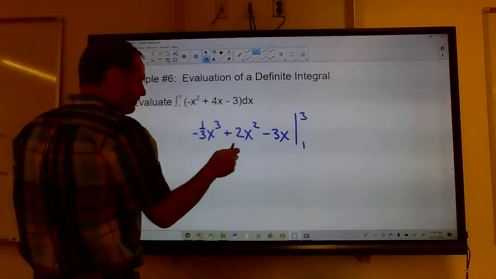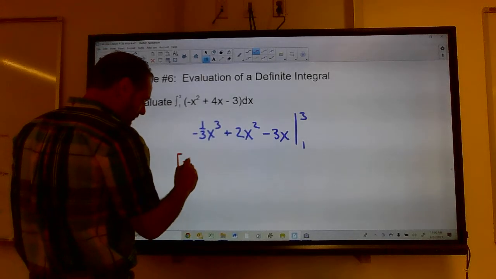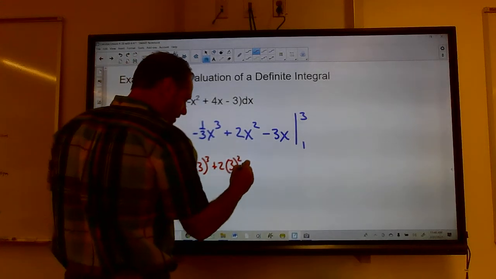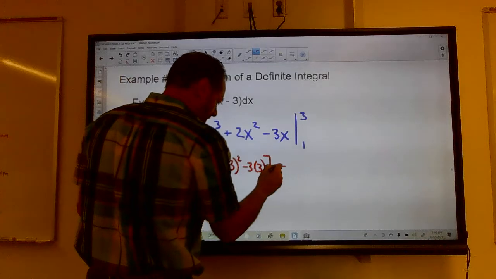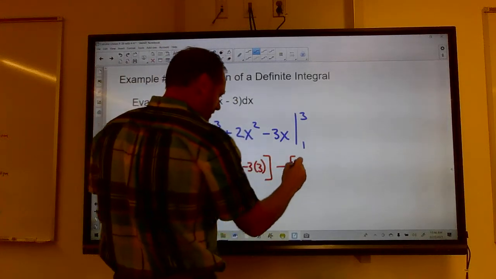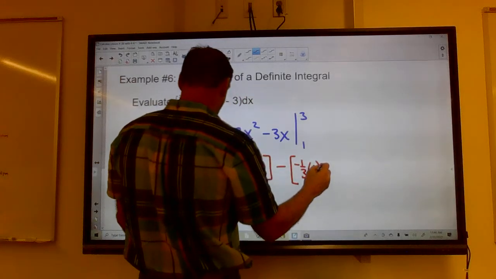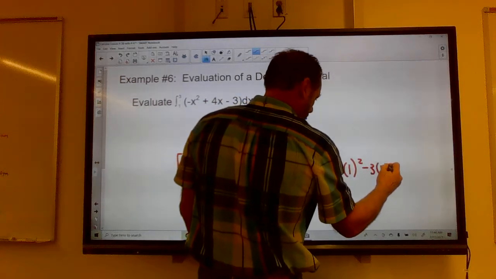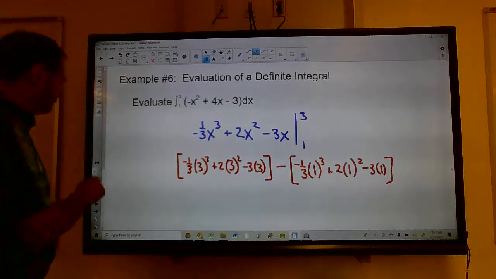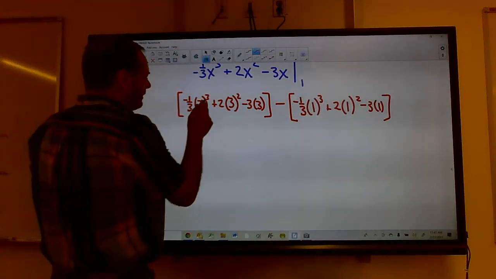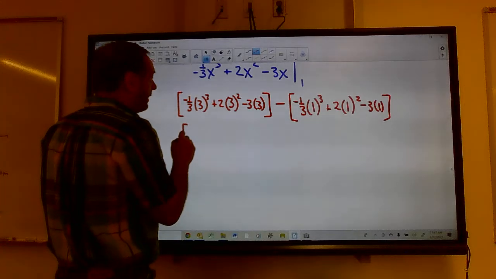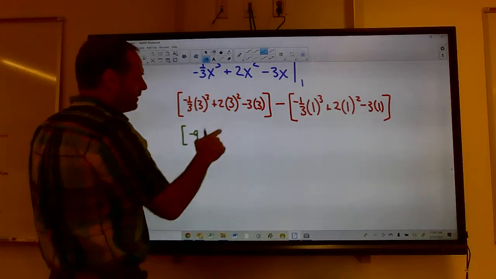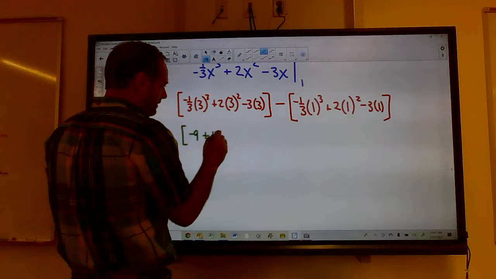So to do that, I'm going to plug 3 in. I have negative 1/3 times 3 cubed plus 2 times 3 squared minus 3 times 3. I'm going to subtract that from negative 1/3 times 1 cubed plus 2 times 1 squared minus 3 times 1. So this is going to be 27 times negative 1/3, that's going to be negative 9. This is going to be 9 times 2 is 18, minus 9.